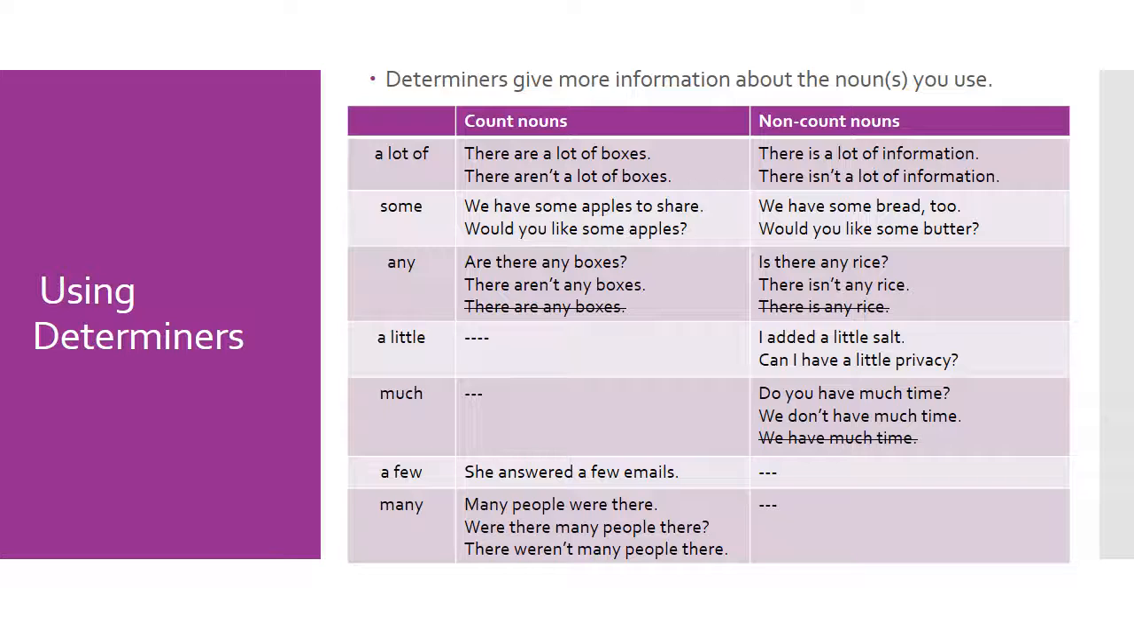A few and many are used with countable nouns. We can use a few in a statement, and we can use many with all three forms, with a statement, with a question, and with a negative. This takes practice to get used to. Mistakes often happen, but if you can remember that you can use a lot of, some, any, with both count and non-count, and that a little and much are with non-count, and a few and many are with count.